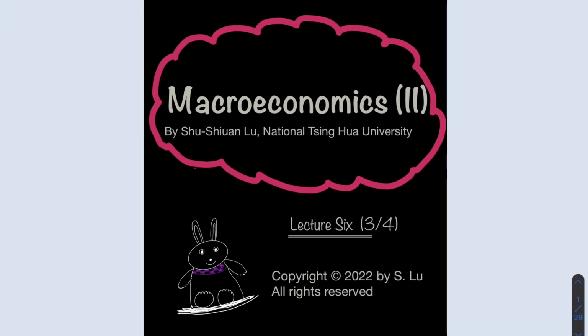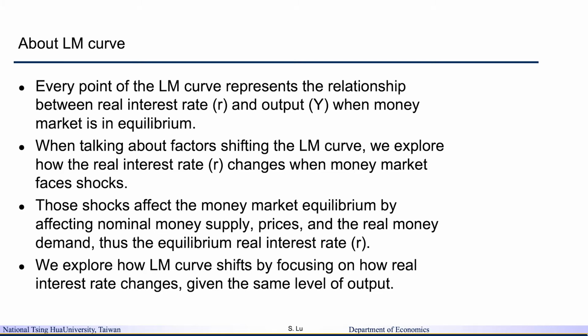So now we want to move on to talk about the factors shifting the LM curve. Again, we want to describe what the LM curve is. For the LM curve, it is about the relationship between R and Y when the asset market is in equilibrium. Given that the asset market equilibrium can be boiled down to the money market equilibrium, here we are talking about the factors that cause the money market equilibrium to change, and we want to see how that causes the shifting of the LM curve.